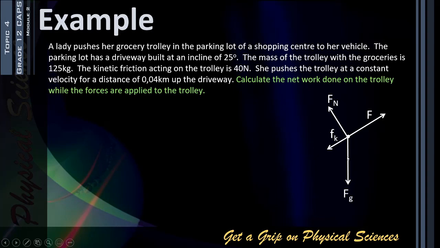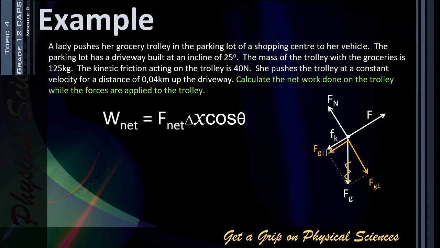We can also calculate the two components of gravity. So the parallel component of gravity is also another force that can do work on the trolley. To calculate the net work done by the forces on the trolley, we have to calculate the net force, but nowhere did they give us the force that was applied by the lady onto the grocery trolley. So we have to read, and you have to see that this trolley is moving at a constant velocity.